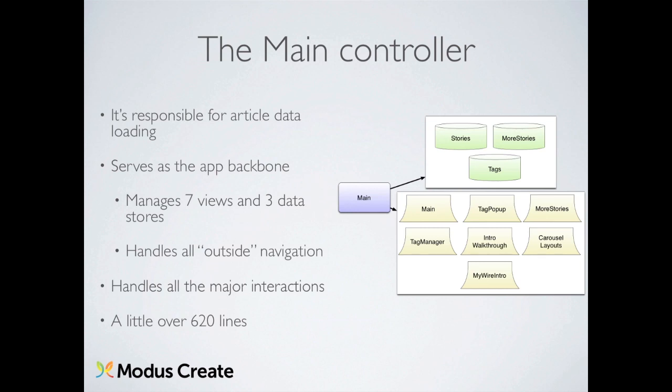So in this app, I set up the main controller for being responsible for article data loading. So there was some special massaging that we had to do to get the data that came in from their API to work with the Sencha Touch 2 views that we created. Essentially, it's the application's backbone. It does manage 7 views and 3 data stores.